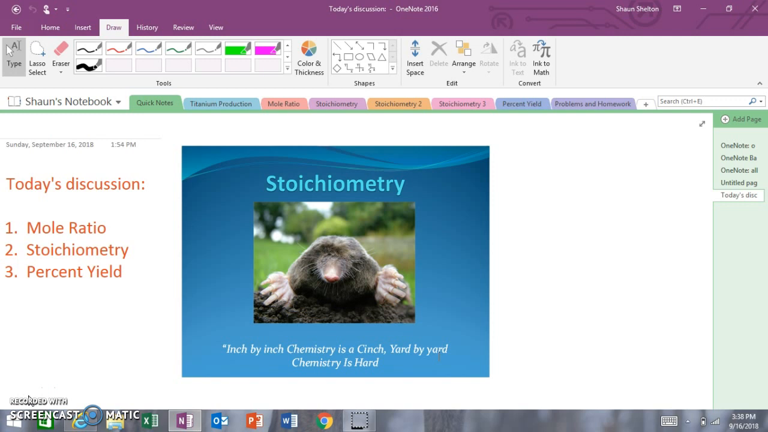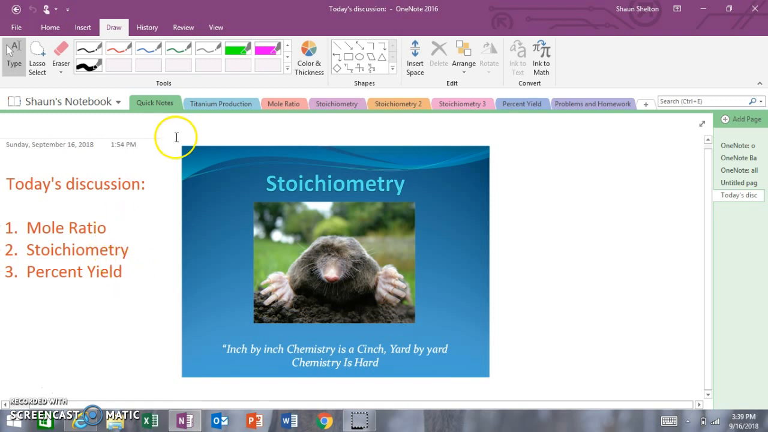You're seeing the screen that I have pulled up. You'll see little images of the PowerPoint slides as it is. So first thing we're going to do is look at the mole ratios, and then we're going to talk about stoichiometry, and then we're going to end up with percent yield.